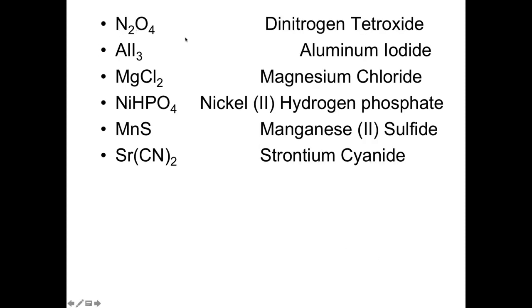Then for the next group, N2O4 is dinitrogen tetroxide. AlI3 is aluminum iodide. MgCl2 is magnesium chloride. NiHPO4. HPO4 is a polyatomic called hydrogen phosphate, and it's nickel. And then MnS is manganese-2 sulfide. And Sr(CN)2. CN is a polyatomic, it's cyanide, and Sr is strontium, so it's strontium cyanide.